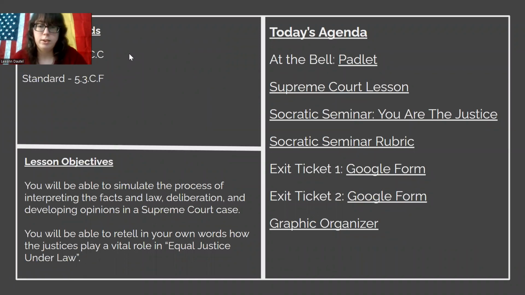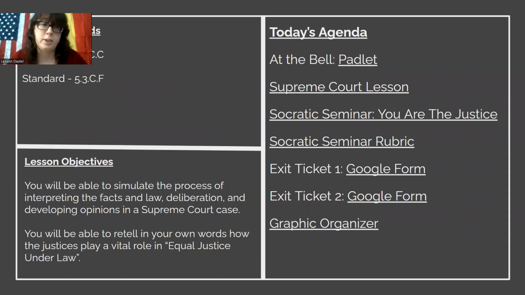Today's PA standards that are connected to today's lesson would be standard 5.1cc. Evaluate the application of the principles and ideas in contemporary civil life, such as liberty, freedom, democracy, justice, and equality, which will be discussed more. Justice and how justice plays a role in our democracy. Standard 5.3cf. Explain the Supreme Court's role in interpreting the U.S. Constitution, such as individual states and civil rights, will be more focused on our Socratic seminar, You Are the Justice.